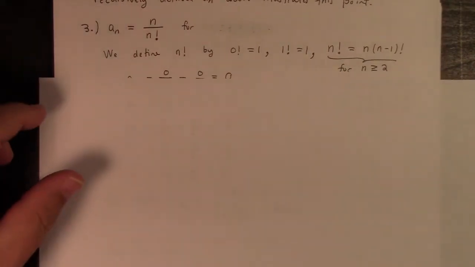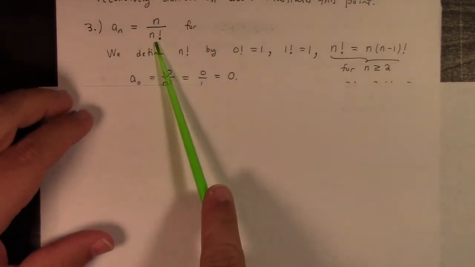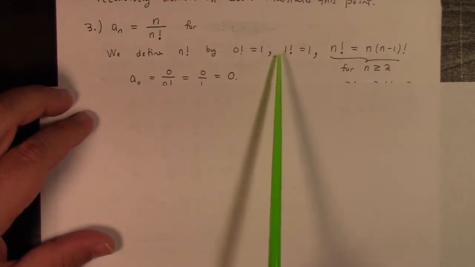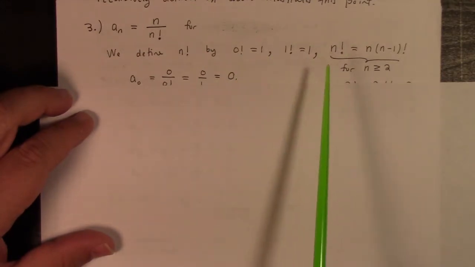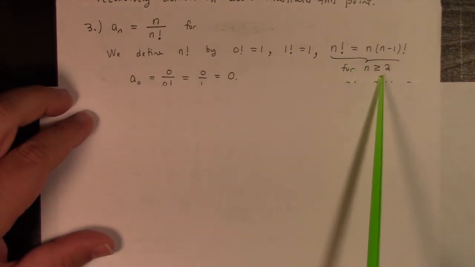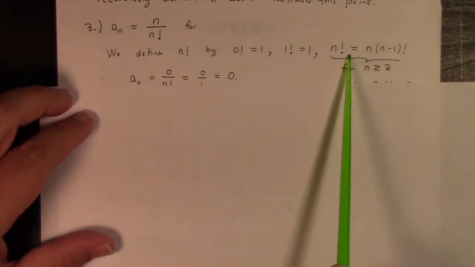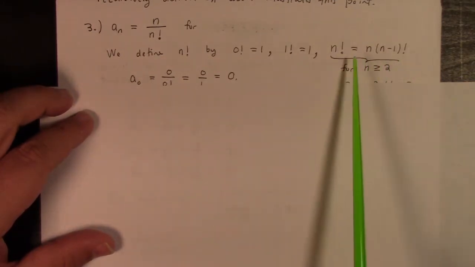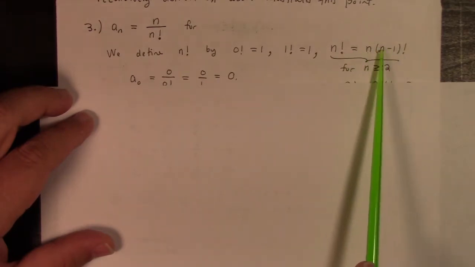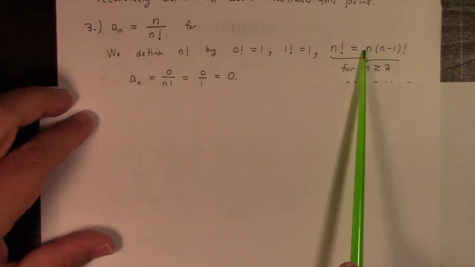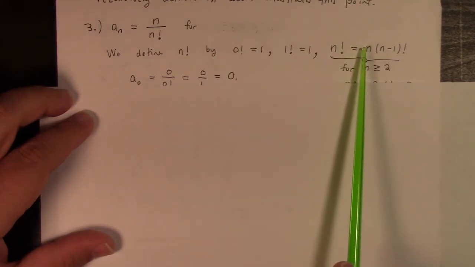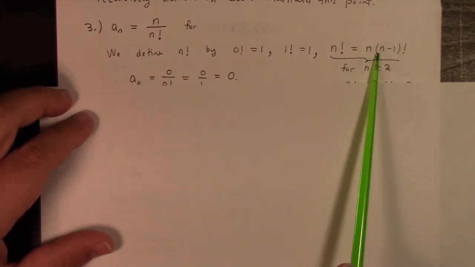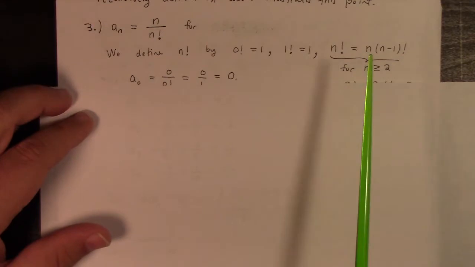a sub n is n over n factorial. So this is n factorial. 0 factorial is defined to be 1. 1 factorial is defined to be 1. And then n factorial, for n greater than or equal to 2, is defined to be n times n minus 1 factorial. So for example, 2 factorial is 2 times 1 factorial, which is 2. 3 factorial is 3 times 2. Generally speaking, we can think of n factorial as n times n minus 1 times ... times 4 times 3 times 2 times 1. Although, of course, you can leave off the times 1 at the end if you want.